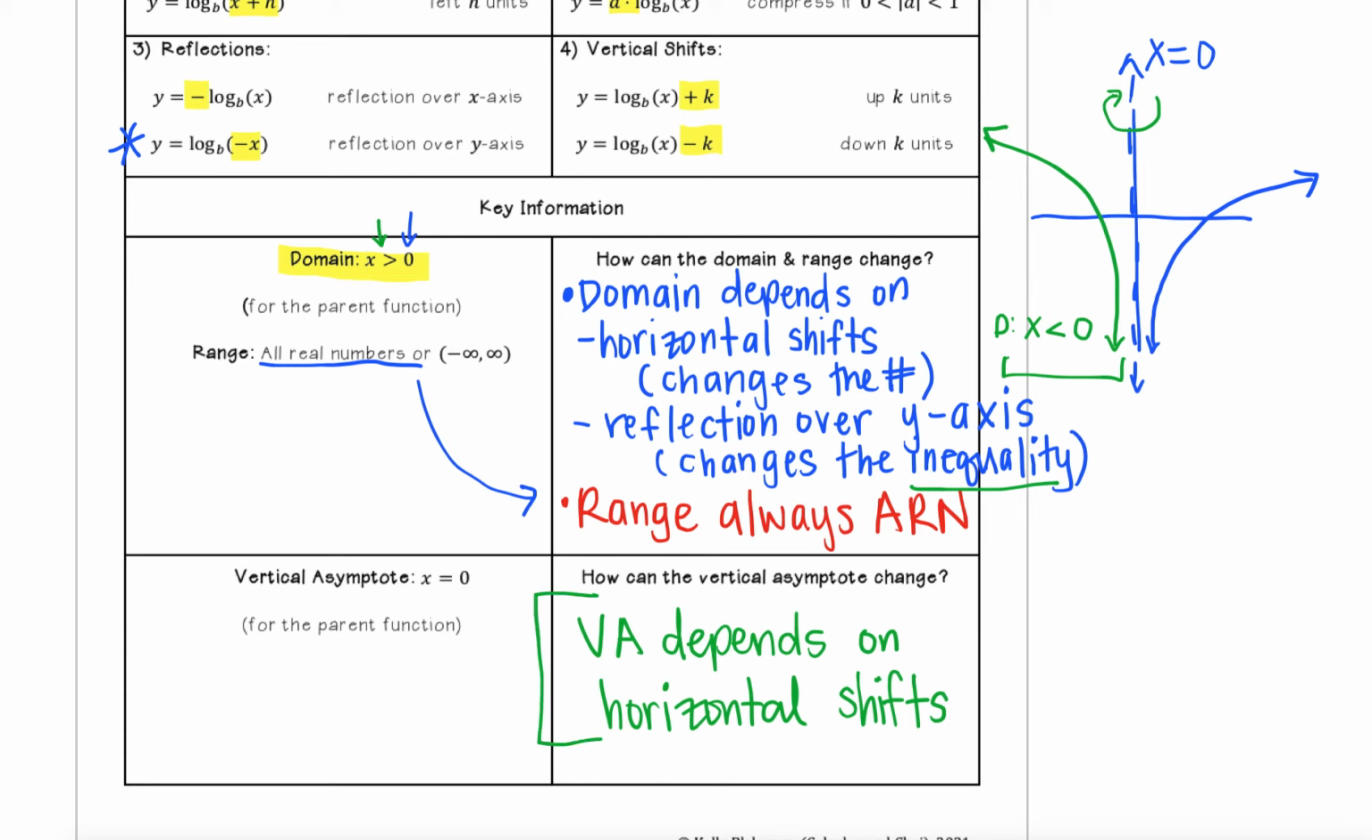So what that means overall is that the vertical asymptote depends on what horizontal shifts we have, or if we have no horizontal shifts, then our vertical asymptote will stay at x equals 0. And the vertical asymptote and the domain do go hand in hand, since that vertical asymptote is the boundary for our domain.